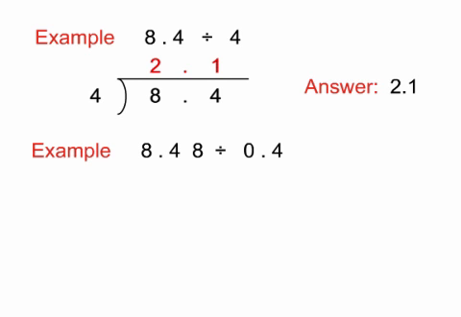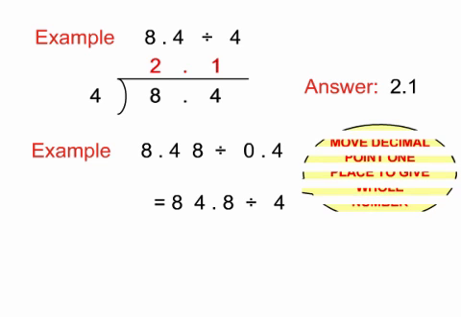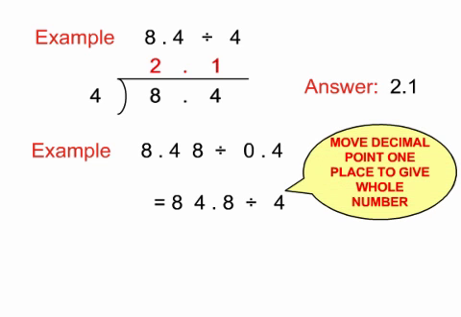What happens if we're not dividing by a whole number? Here's an example, 8.48 divided by 0.4. Notice 0.4 is not a whole number. What we do is to turn that 0.4 into a whole number, and to do that we have to move the decimal point one place to the right. In other words, instead of the decimal point between 0 and 4, it's now after the 4, or just 4.